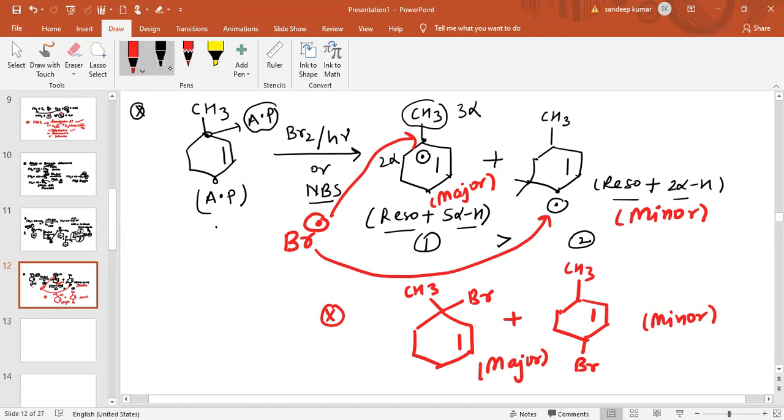If there is more stability of the intermediate, so the first intermediate is more stable. When the intermediate is more stable, then the more stable product is obtained. Therefore the first product is the major product and the second product is the minor product. Now see the next question based on this.